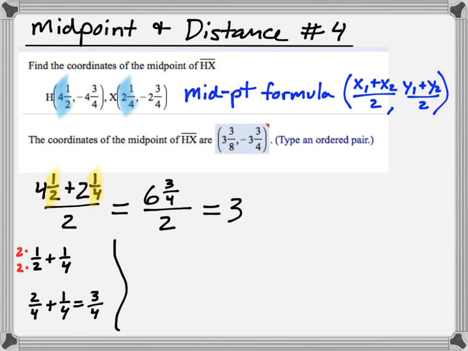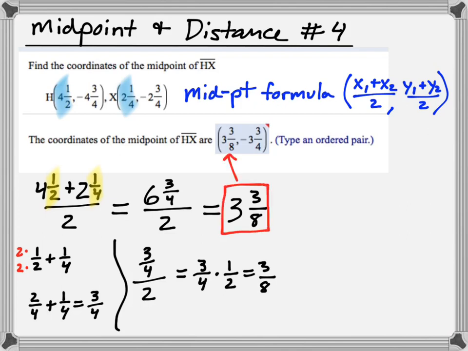Now, dividing this by 2, the whole number is easy. 6 divided by 2 is 3. But how do I take 3/4 and divide it by 2? Well, dividing by 2 is the same as multiplying by 1/2, and now it looks a lot easier. So my final midpoint for my x-coordinate is 3 3/8.